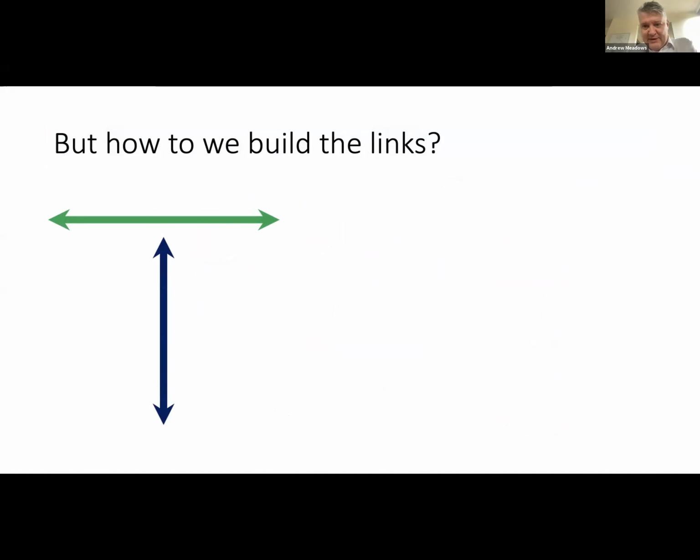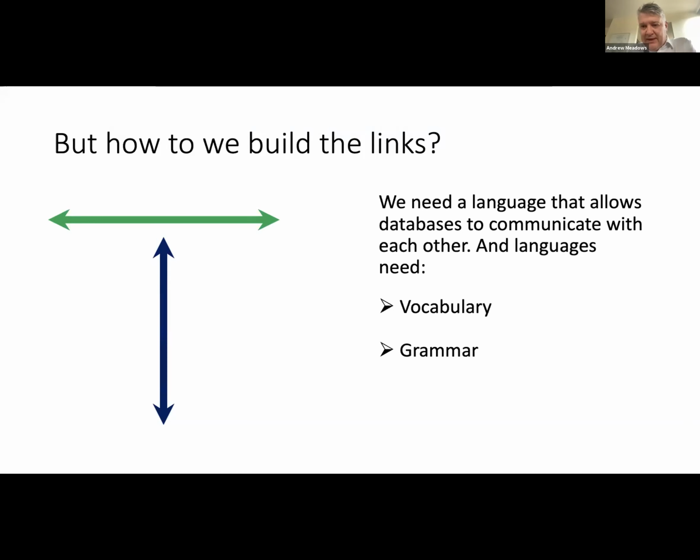What we need is a language that allows the databases to communicate with each other. And very simply, languages need vocabularies and they need grammar. They need agreed sets of terms and they need agreed sets of relationships between those terms.